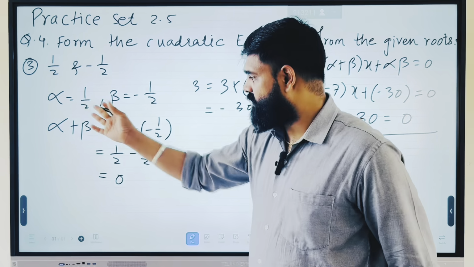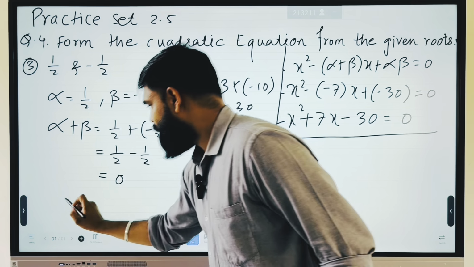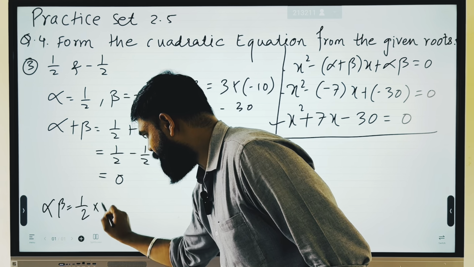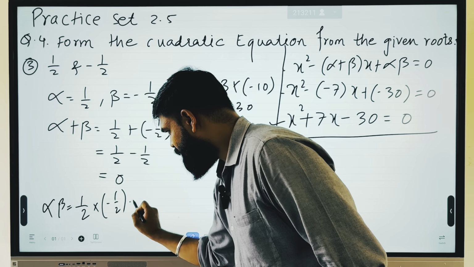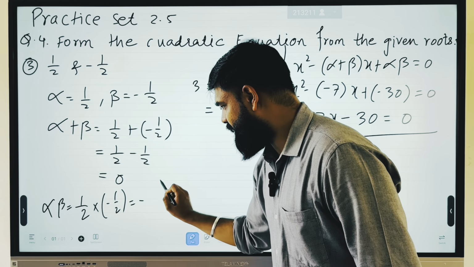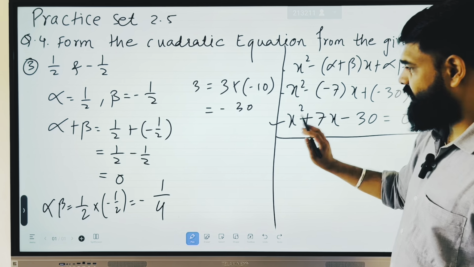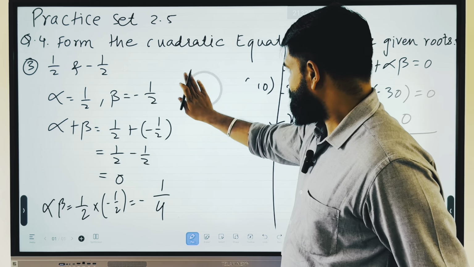So the sum of the roots is 0, and the product of the roots, alpha into beta, is equal to half into minus half. So we will get minus 1 by 4. This is the product of the roots, minus 1 by 4.